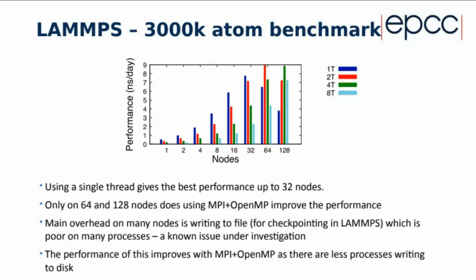This is actually due to a slight issue with the I/O in LAMMPS. On many nodes, there was a problem with write speed. So using MPI plus OpenMP actually reduces the number of processes, and that helps reduce the I/O overhead. But this was actually due to an issue in the OFI protocol, so switching to UCX can actually help with this. This is something I'm following up on.